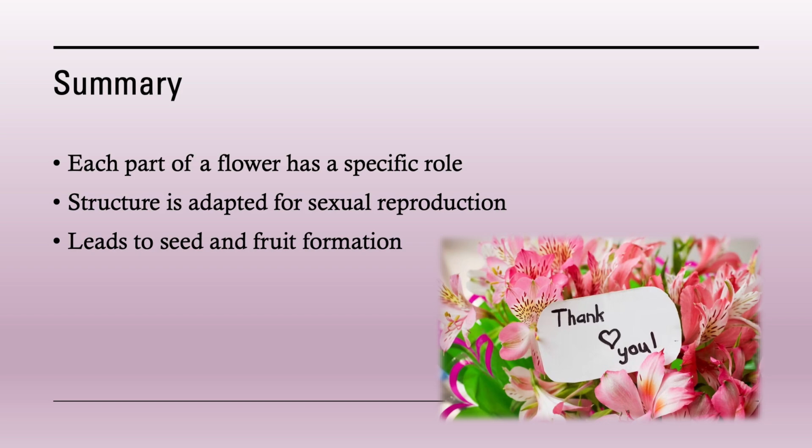In conclusion, the structure of a flower is well adapted for sexual reproduction. Each part has a specific role in pollination, fertilization, and seed formation, allowing flowering plants to reproduce successfully.